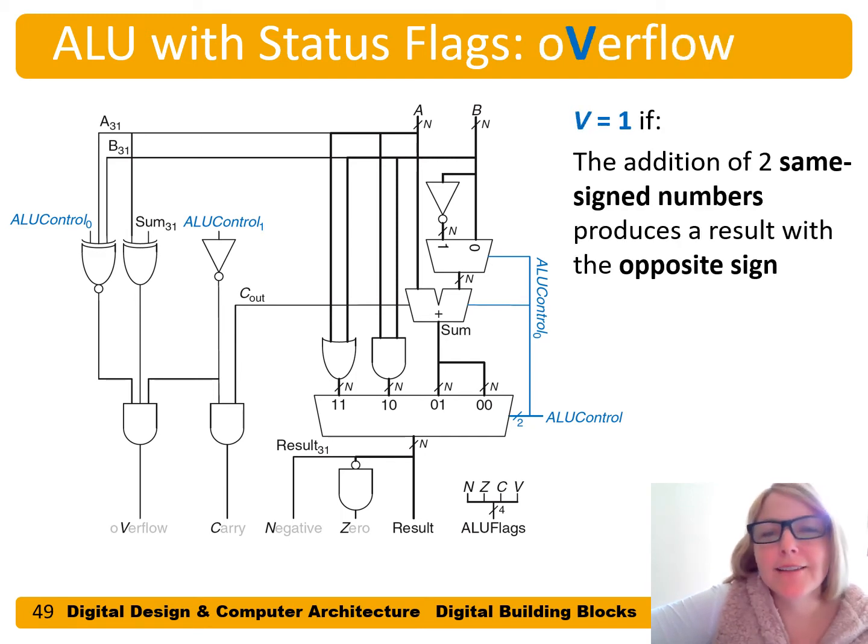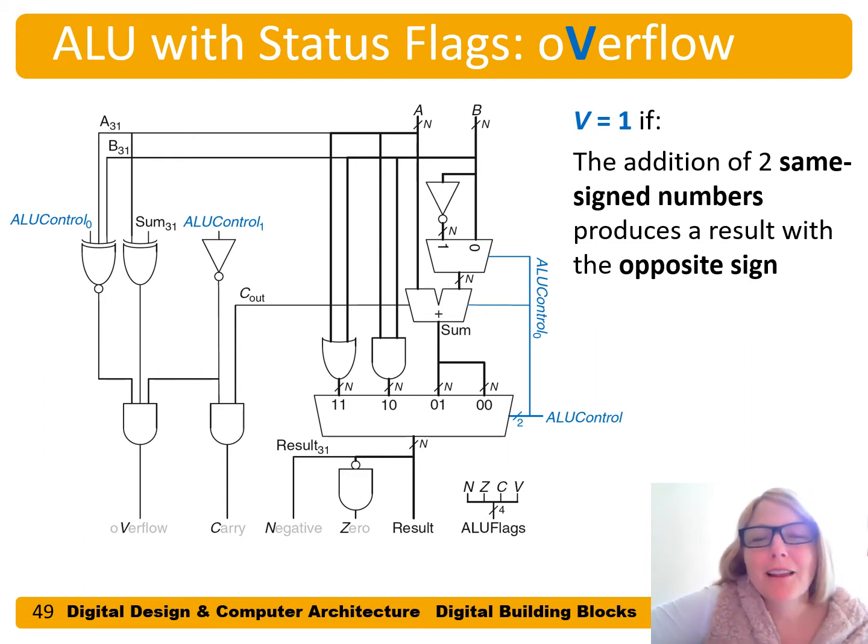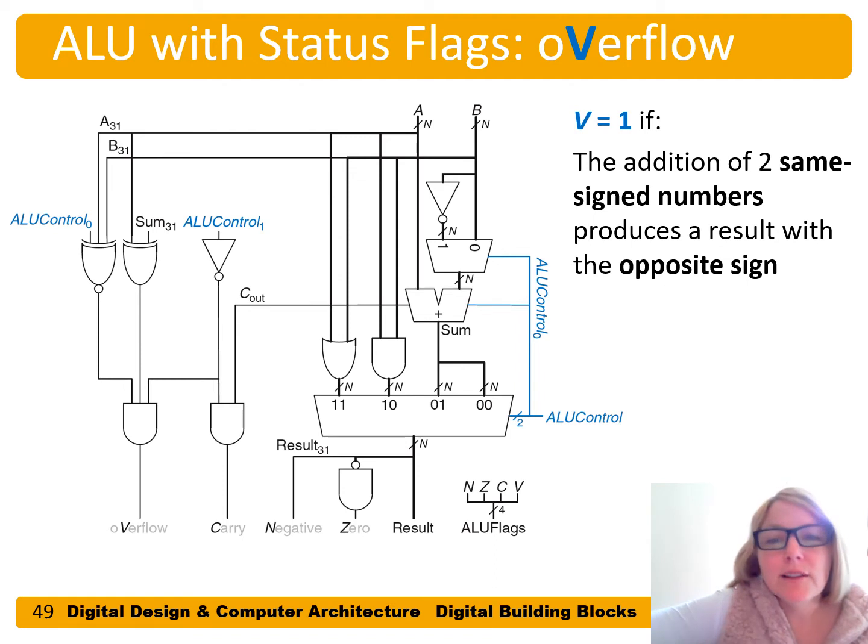The last flag is the most complex one, saved it for last. So is the overflow status flag. And this is for adding two numbers, two 2's complement numbers or signed numbers, right? We refer to 2's complement numbers generally as just signed numbers. Okay, so overflow is going to be 1 if the addition of, so there's several conditions here.